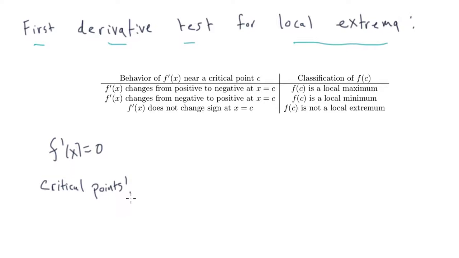All we know is that they're candidates for being either a local maximum or a local minimum. Maybe they're not anything. Maybe they're something like a saddle point or an inflection point. So here's the idea behind the first derivative test. We take a critical point c, right here. And then we look at the behavior of the derivative around a critical point. Now, of course, f prime of c is equal to 0.